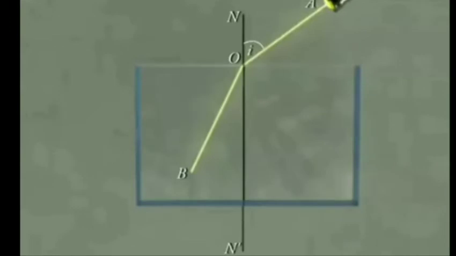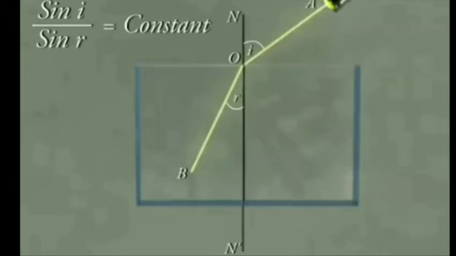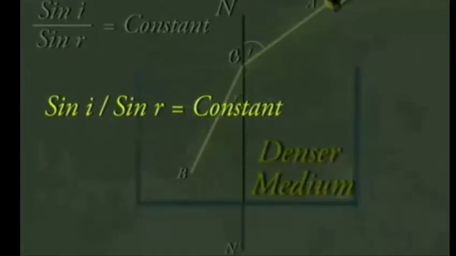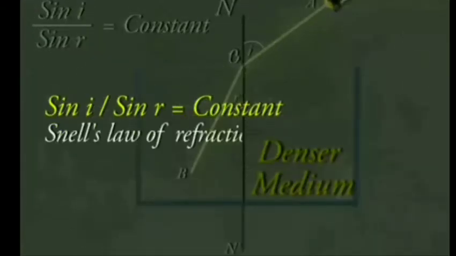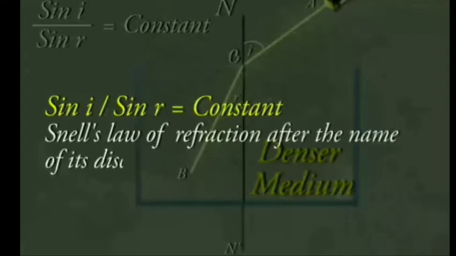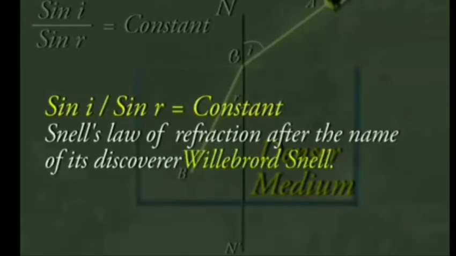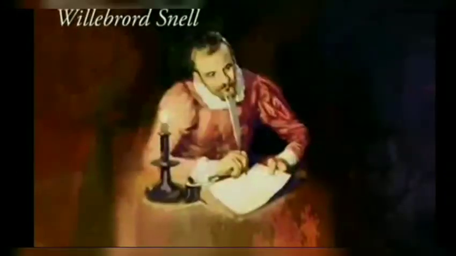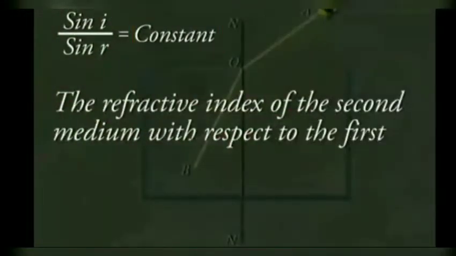In fact, the ratio of the sine of the angle of incidence to the sine of the angle of refraction is a constant for light of a given color and for the given pair of media. This law is also known as Snell's law of refraction after the name of its discoverer, Willebrord Snell. And this constant is called the refractive index of the second medium with respect to the first.